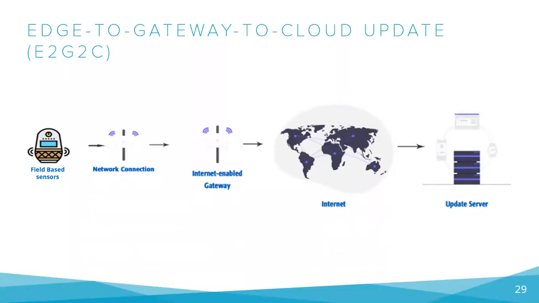This method is used by devices such as field-based sensors like temperature sensors, humidity sensors, or weather sensors and other industrial management sensor systems. So the master device is capable of downloading and distributing updates corresponding to the slaves or some other devices in the network, and then those devices are again capable of installing their updates on their own.